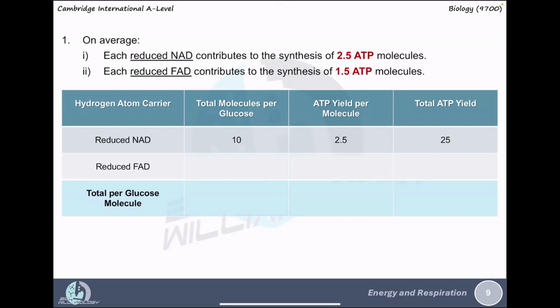reduced NAD. For reduced FAD, there's a total of 2 molecules per glucose molecule. So each reduced FAD contributes 1.5 ATP molecules. So therefore, a total of 3 ATP can be synthesized. So therefore, in total, there are 28 ATP molecules on average that can be synthesized through oxidative phosphorylation when we completely oxidize a molecule of glucose.